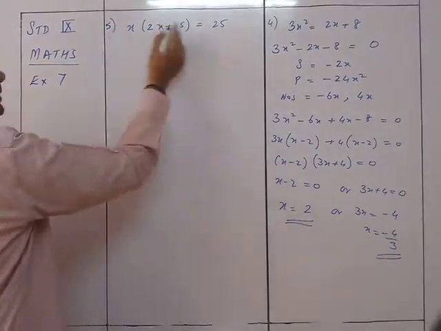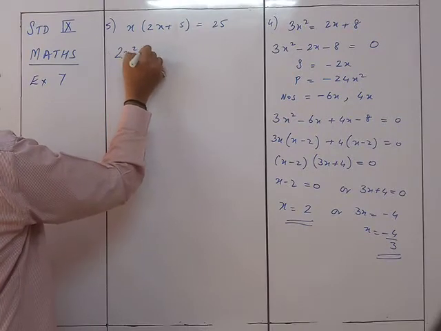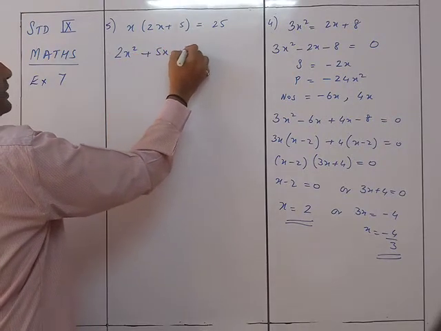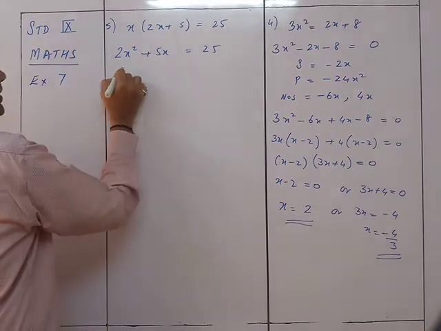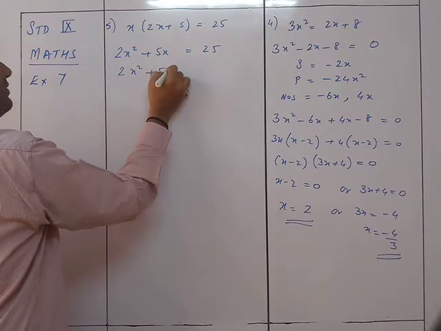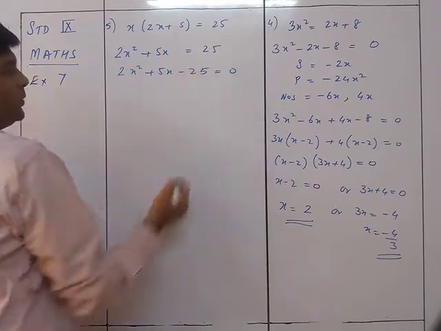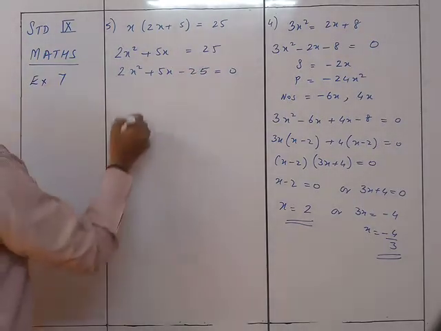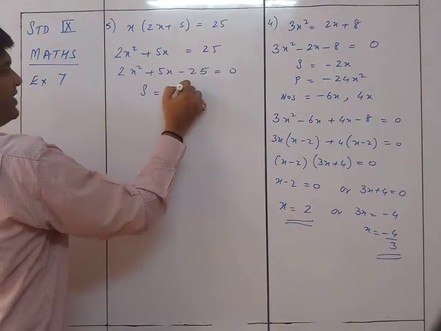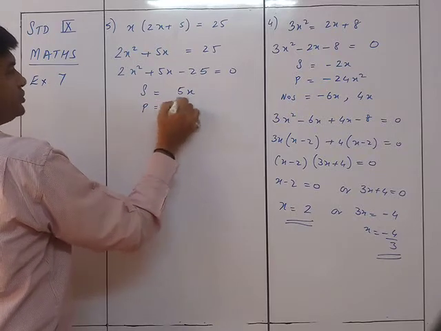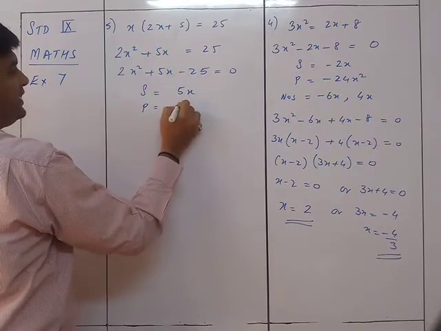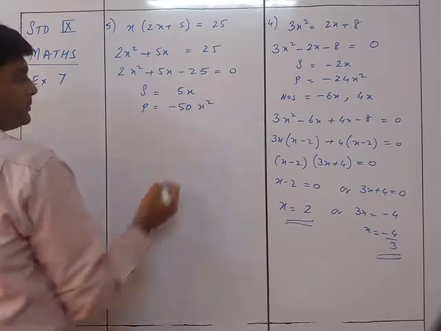Here we have to multiply first. So it will be 2x square plus 5x is equal to 25. So it will be 2x square plus 5x minus 25 is equal to 0 will be the required equation. So what we have is the sum is equal to 5x and the product is equal to 25 into 5 is 50, so minus 50x square.